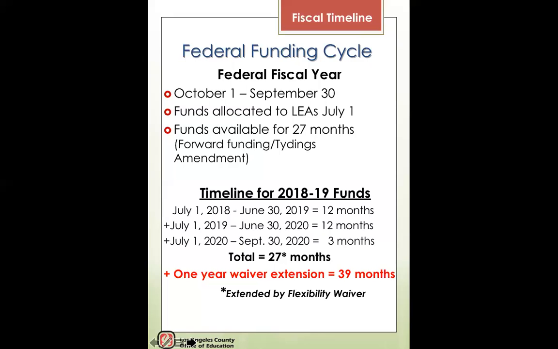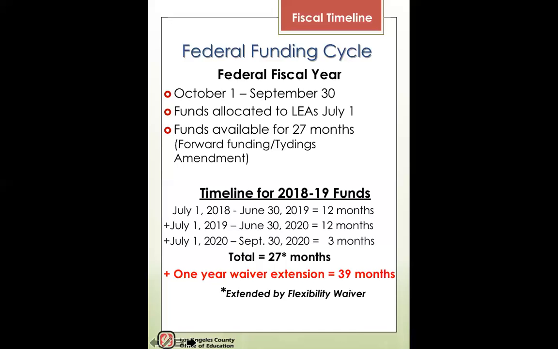And then you have them for an additional 3 months because of the federal timeline, because federal funds expire on September 30th, as opposed to state funds, which are on a July 1 to June 30th timeline. So that's how you get the extra 3 months. That takes you to 27 months. So how did we get to 39? Well, we got a 1-year extension on those 18-19 funds. So that takes you to 39 months. That's why you have an extra data collection this year.